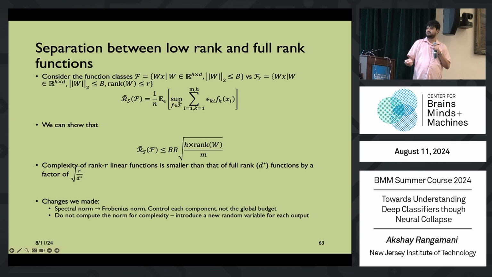The changes that we made here are spectral norm versus Frobenius norm. The Frobenius norm controls the overall budget across all the components, whereas instead we use the spectral norm, which controls the budget for each component. Also, this definition of Rademacher complexity introduces a new variable for each output coordinate of the function. So you have a vector valued function with k outputs, and you introduce a new Rademacher variable for each. And you can show the separation between low rank and full rank functions there.